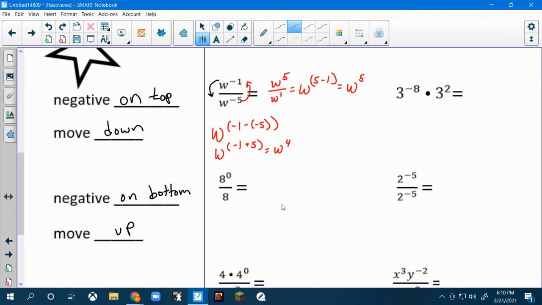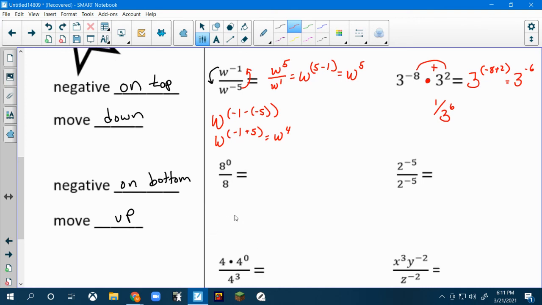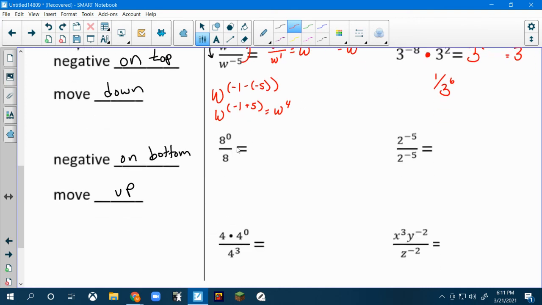Let's keep going here. You've got a couple more examples. 3 to the negative 8 times 3 squared. Remember, when we do this, we need to add our exponents. 3 to the negative 8 plus 2 equals 3 to the negative 6. But if we want to make it positive, we have to flip that over, and we're going to make it 1 over 3 to the 6th power. We want to keep our exponents positive. 1 over 3 to the 6th power.